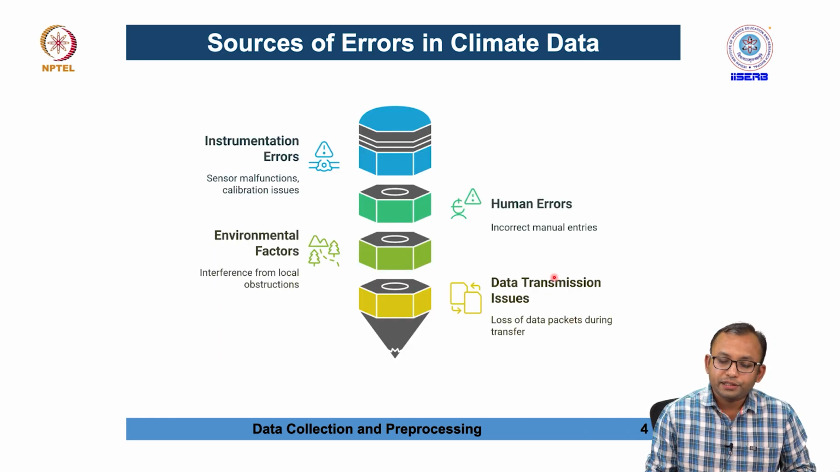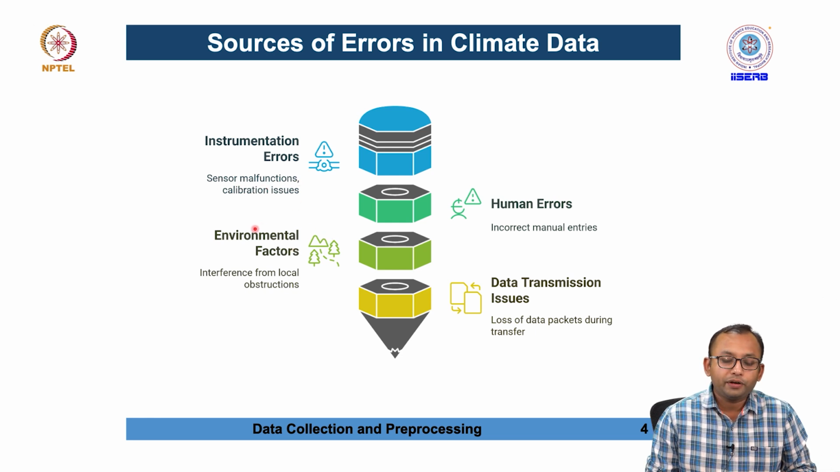So there are several possible sources of errors in climate data, which we have just talked about. Instrumentation error: suppose the sensor malfunctions, or there is a problem with the calibration. When we install certain measurement devices somewhere, they need calibration. So we need to calibrate that machine so that it can give us a more reliable data set. If it is not done properly, then there is an error which we are introducing into the system, which is called sensor malfunction or calibration issues.